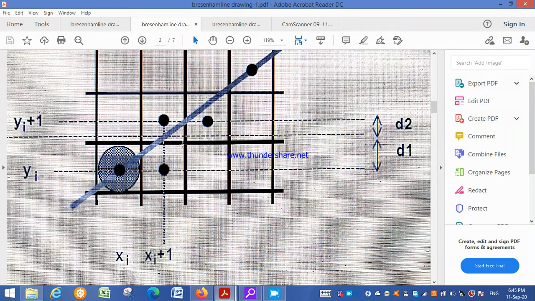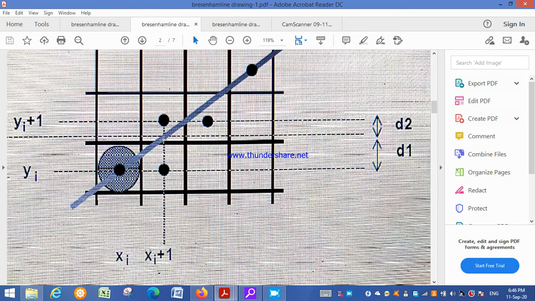In both cases, you can see that xi is always xi plus 1, but yi can be yi or yi plus 1. So we have to decide whether the next pixel location corresponds to yi or yi plus 1. So in Bresenham's line drawing algorithm, what it does is it computes the pixel location from the actual line. This blue line is the actual line location.